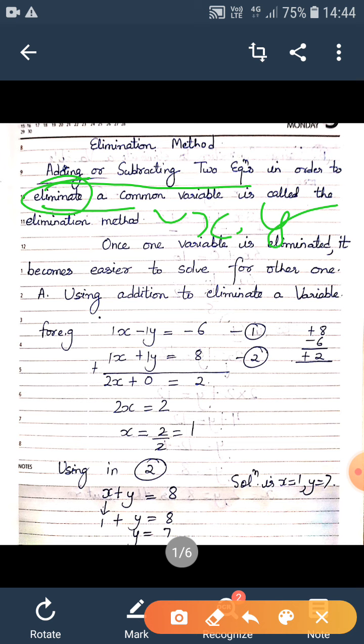So how is it helpful? Because if one variable is eliminated or removed, then we are left with only one variable and it becomes very easy to solve, like a linear equation in one variable. So let us take the first case.